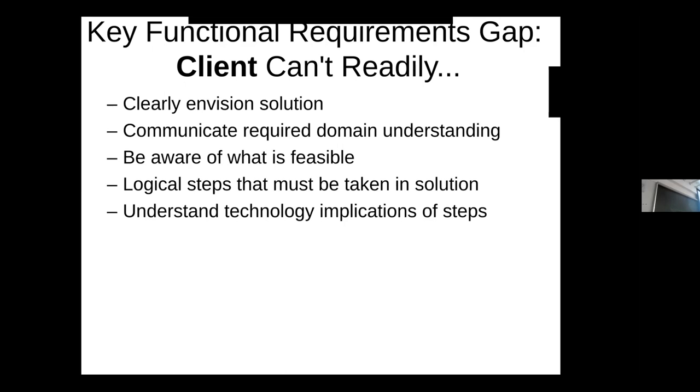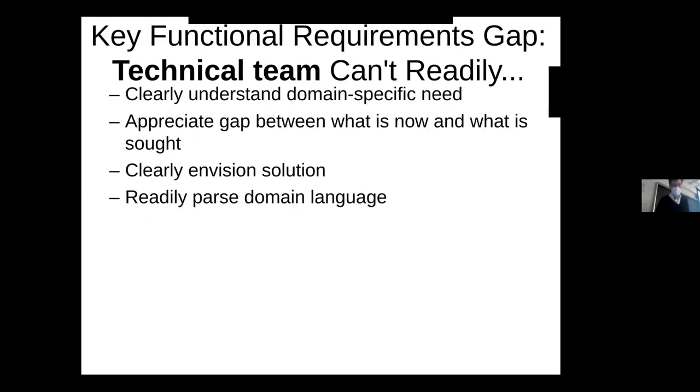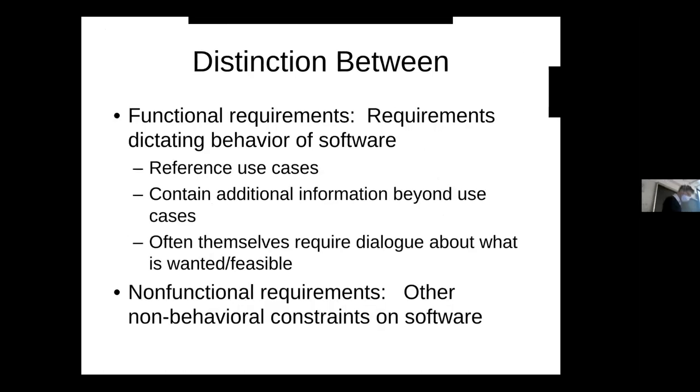Clients have trouble communicating, and they may not understand. They're not really aware of what's feasible or not, what can be done offline or online, or whether something you write for Android is also available for iOS, et cetera. They miss the logical steps that have to be taken in a solution, the dependencies that exist, or the technological implications. Meanwhile, the tech team often doesn't understand the domain-specific need. They don't appreciate the gap between what's available now for the client and what could be. They often can't envision the solution because they don't understand the domain enough, and they often have trouble parsing the language of the stakeholder.